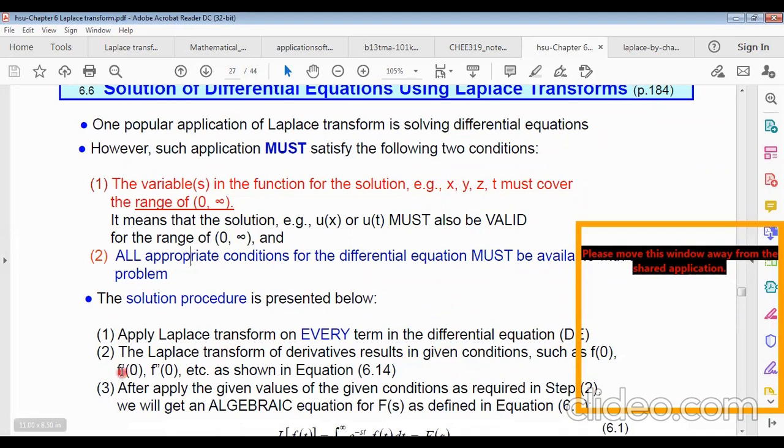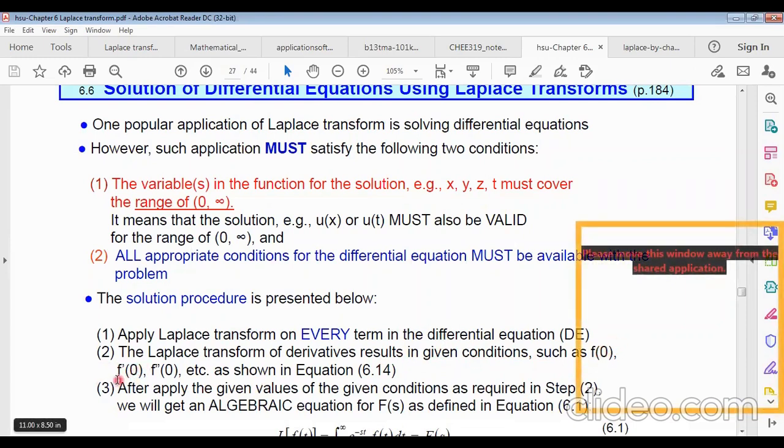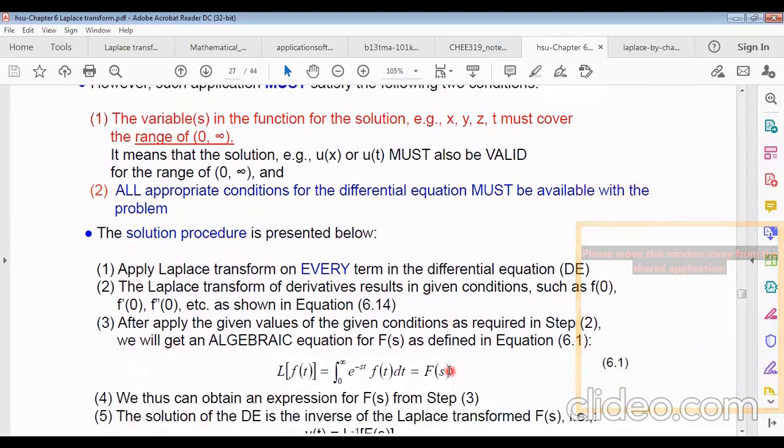Okay, the Laplace transform of every term in the differential equation. The Laplace transform of every derivative must be evaluated using the given conditions, such as f of 0, the first derivative of f at t equals 0, the second derivative of f at t equals 0, etc. We have to find the result as shown. Now, after applying the given conditions as required, step 2 will give an algebraic equation for f of s.